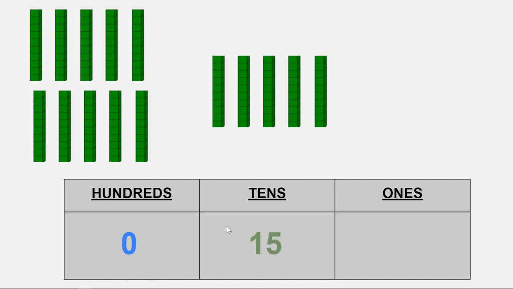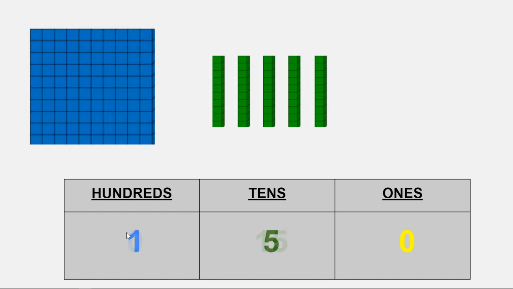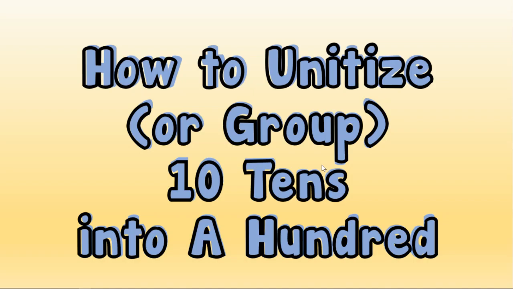Right here you can see that we have 15 tens and of course no ones. They need to group these 10 tens into 100 and then write it accordingly on our place value chart. We see that we have 100, 5 tens, and 0 ones for a value of 150. This was how to unitize or group 10 tens into a hundred.